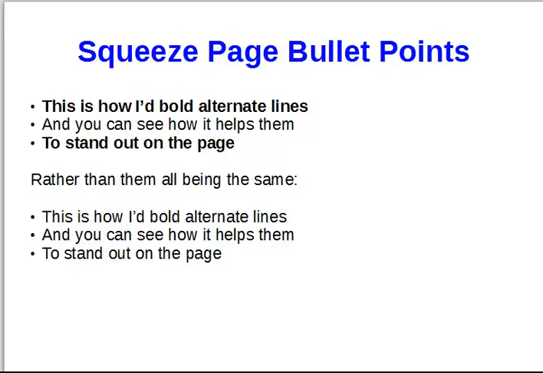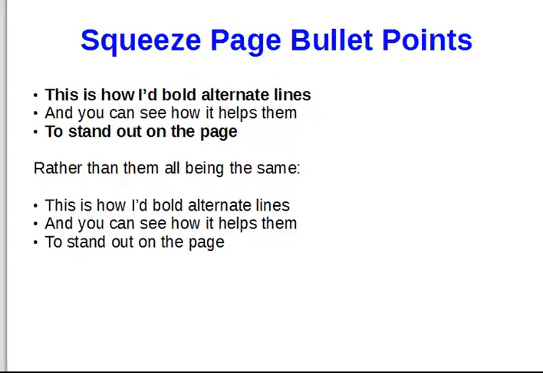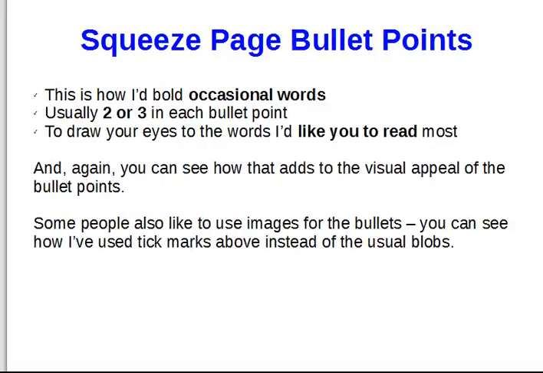You can always highlight as well. It's fairly easy to do in WordPress and everything else. I'd show you that, but I can't get my PowerPoint to display it easily. Basically, if you highlight each one, or alternate ones, you can put yellow or something behind them. That'll make them stand out as well. And if you're doing occasional words, you can see that. I'll usually bold 2 or 3 words in each bullet point to draw your eyes to the bits I'd like you to read most. If you're skimming, and people do, then that's what you get drawn to. And again, you can see how it adds to the visual appeal of the bullet points.